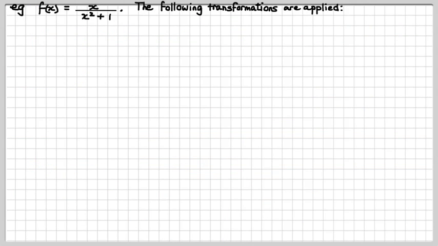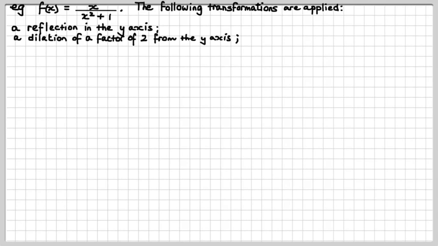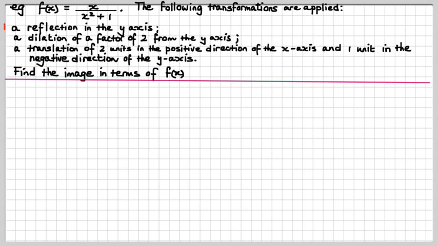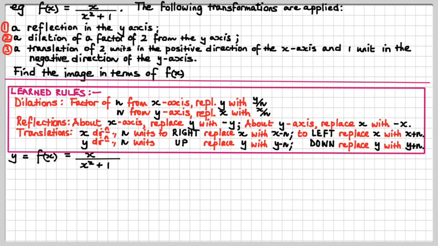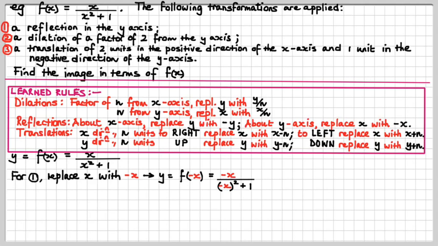Anyway, what's this? We've got f of x equals x over x squared plus 1. That was the one that went pear-shaped before, because it was so complicated. The following transformations are applied, and we have to find the image of f of x. Now, we're going to just use the quick technique. There are the learned rules. Now, f of x equals x over x squared plus 1. So here we go. For the first one, reflection in the y-axis, we replace x with minus x, so we get that thing, which becomes that thing.